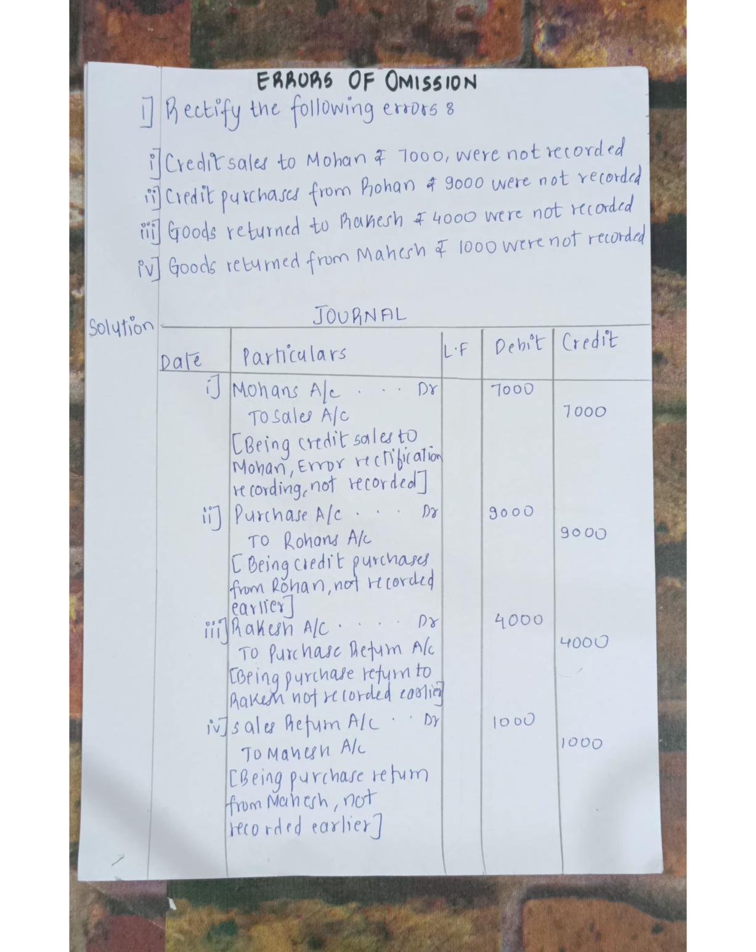Next we have credit purchase from Rohan ₹9,000 were not recorded. As the credit purchase from Rohan was not recorded, the rectification would be to record it. We debit the receiver, credit the giver. In this example, Rohan is the giver. Therefore, purchase account will be debited and Rohan's account will be credited with 9,000 on the debit and the credit side. And the narration is credit purchase from Rohan, not recorded earlier.